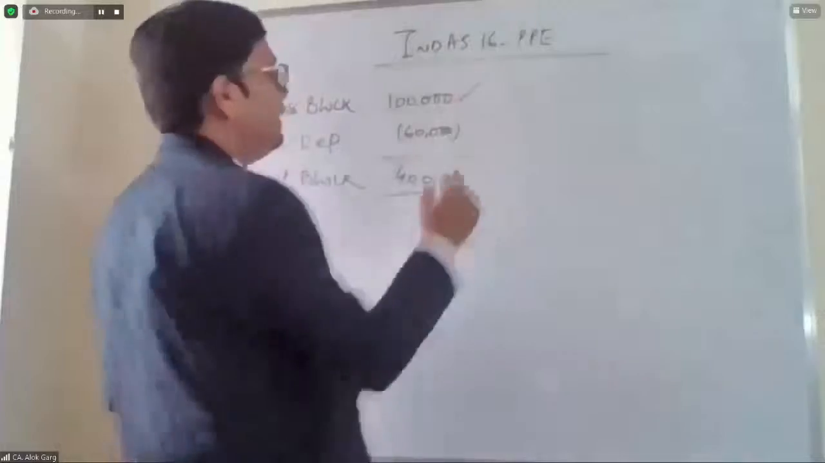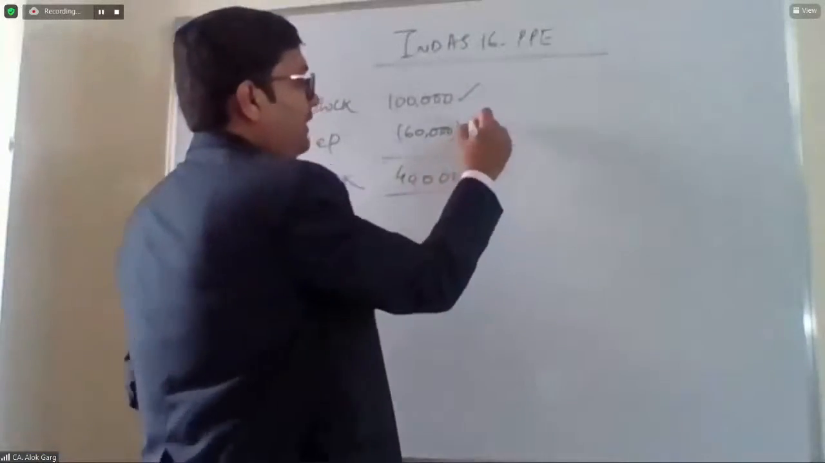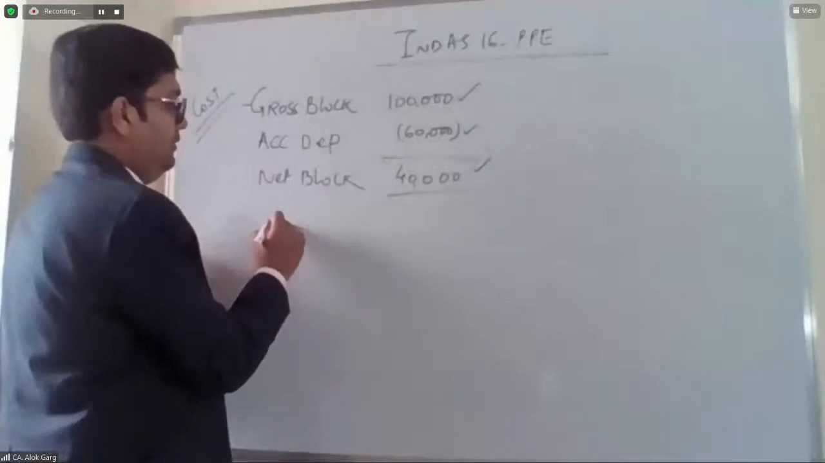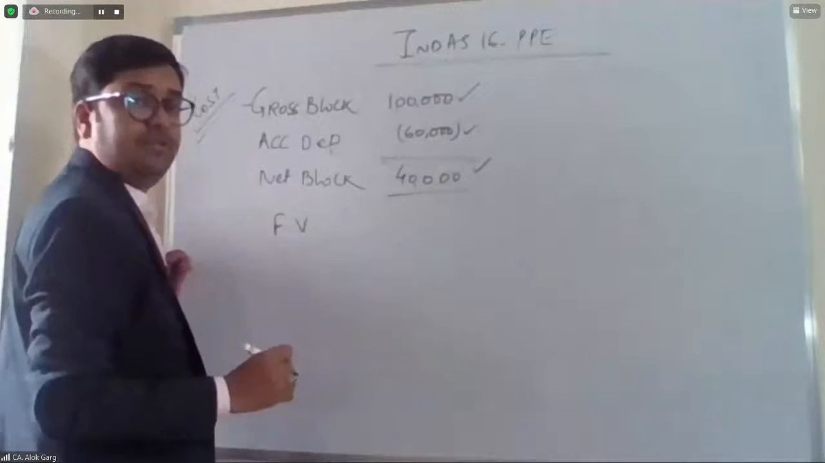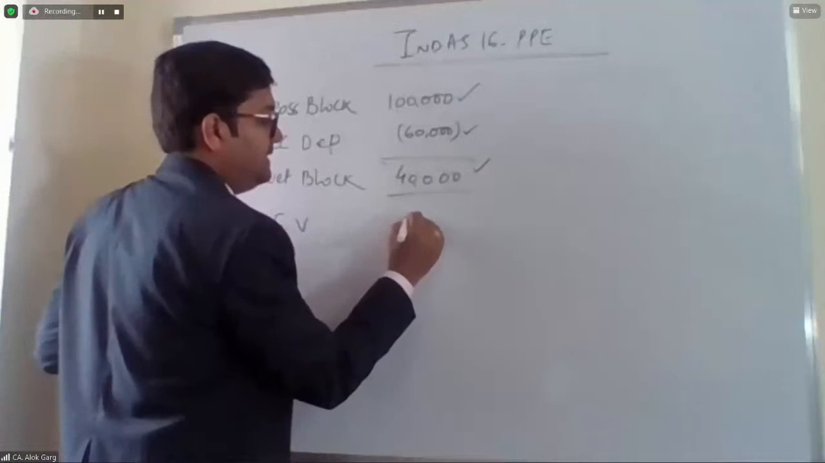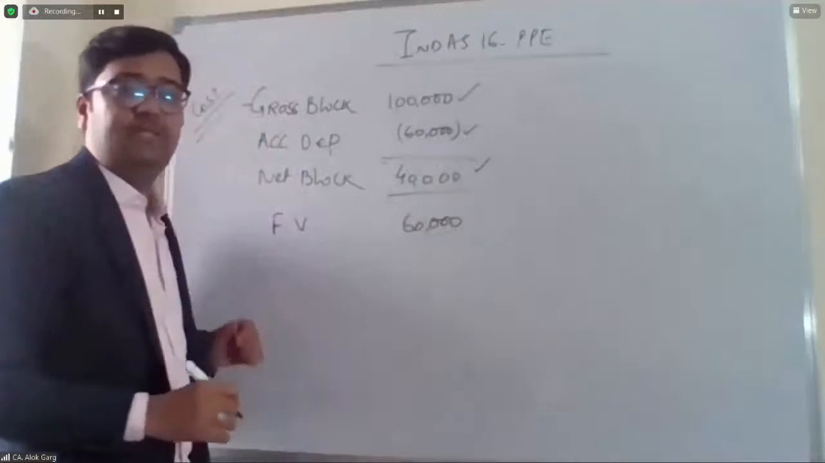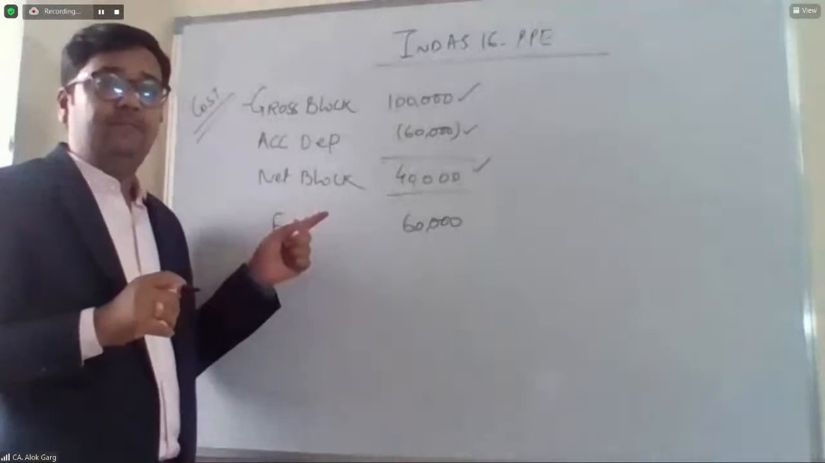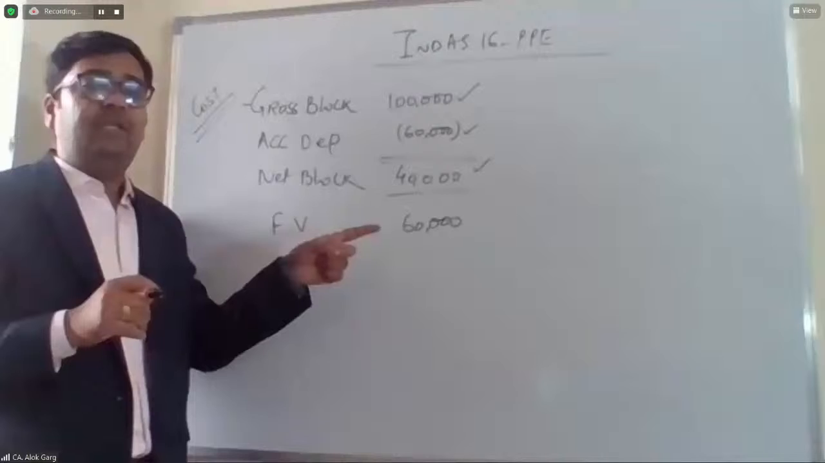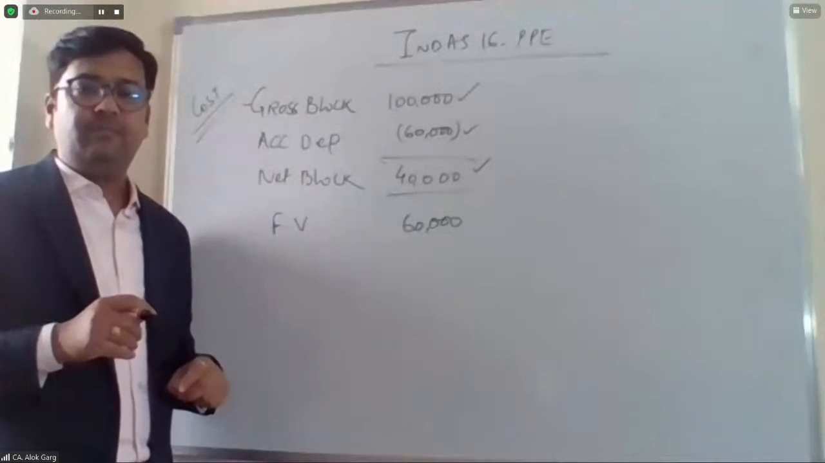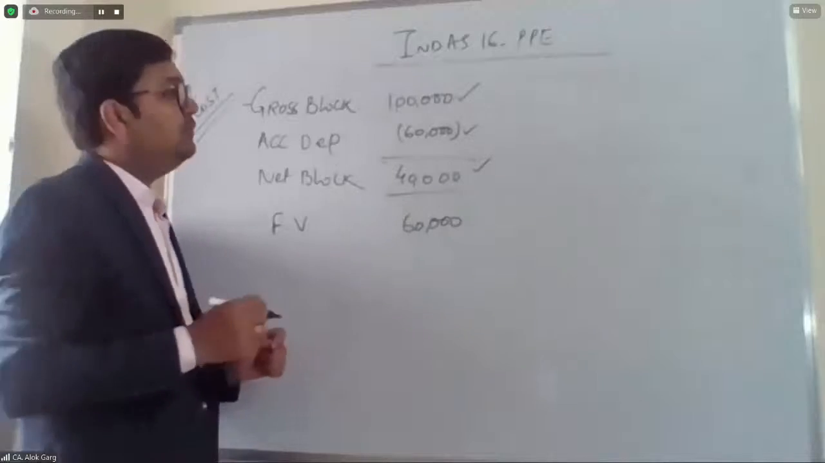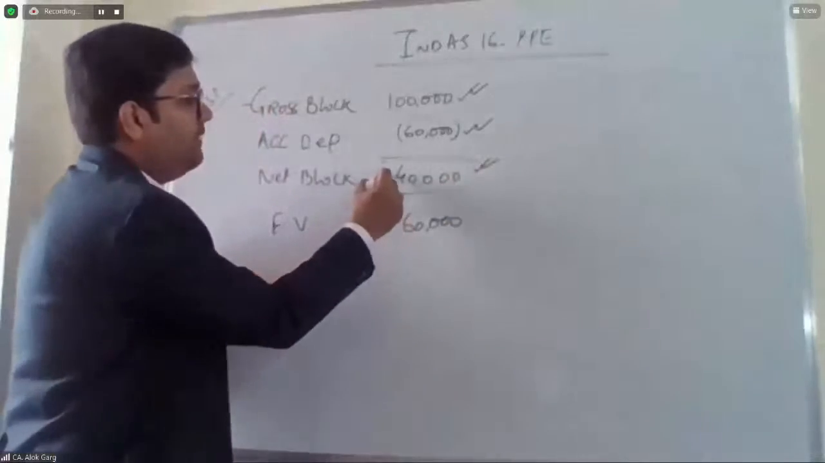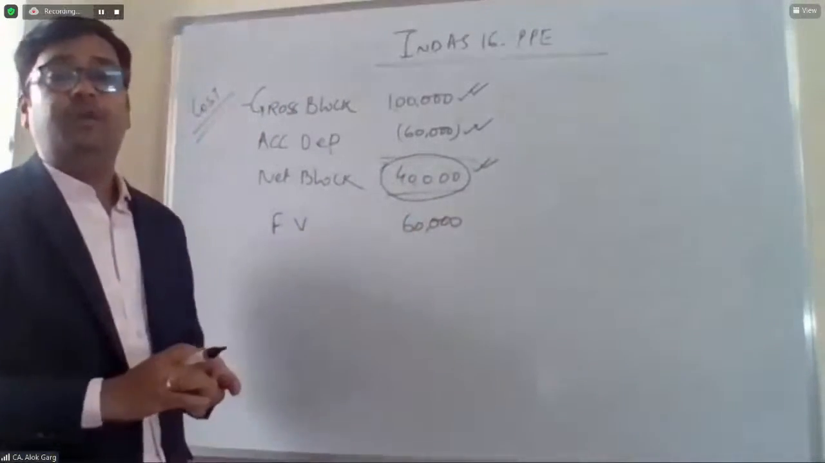For example, this is a gross block of 1 lakh. This is the accumulated depreciation of 60,000. This is a net block of 40,000. Now, the fair value on the date of revaluation is, let's say, 60,000. So what do I need to do? Should I directly add this 20,000 to the cost of the asset, or do I need to increase the gross block and the accumulated depreciation so that the net block will become 60,000? So what do I need to do?